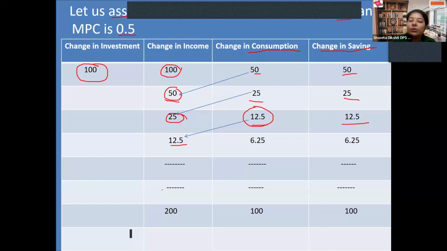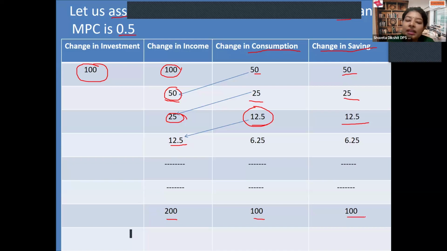But you don't need to calculate this many things in the exam. You have a time constraint there. So just write 4 or 5 cycles. That's it. Now you finally add up the numbers. Here 200 is the final income. With the initial investment of 100, the final income is 200. Out of this 200, 100 has been consumed and 100 has been saved.